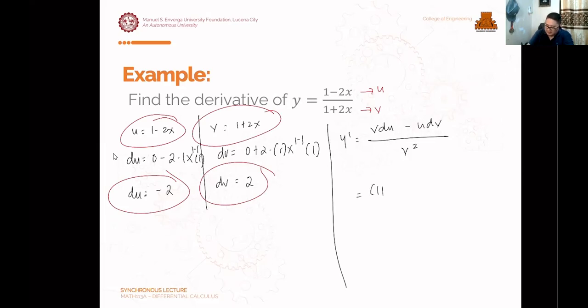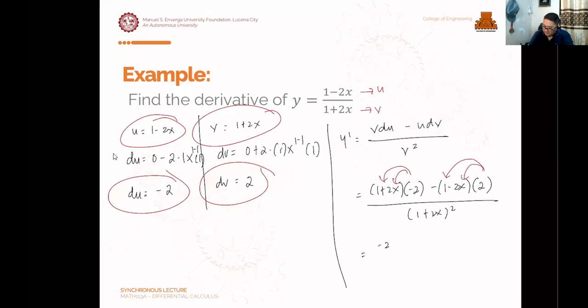So v natin is 1 plus 2x. Du natin is negative 2, minus 1 minus 2x times yung dv natin is 2, all over yung v natin na 1 plus 2x squared. Okay? Next is simplify natin yung numerator. So, i-distribute natin isa-isa, no? Okay? So, this will be negative 2 minus 4x. Then ito, 2 times 1 is 2 times negative, so negative 2. Then 2 times negative 2x, negative 4x times negative, that will be positive 4x.